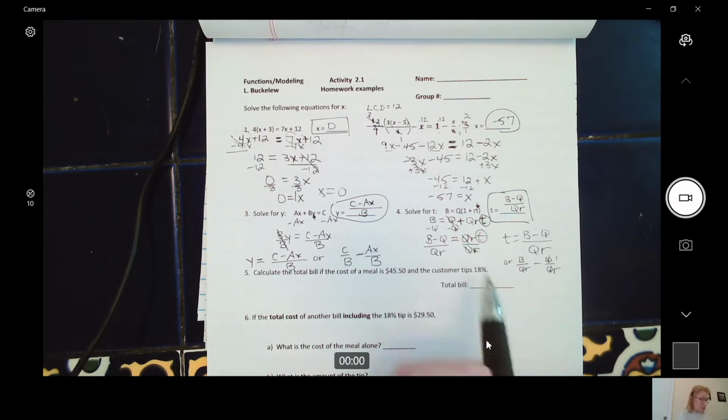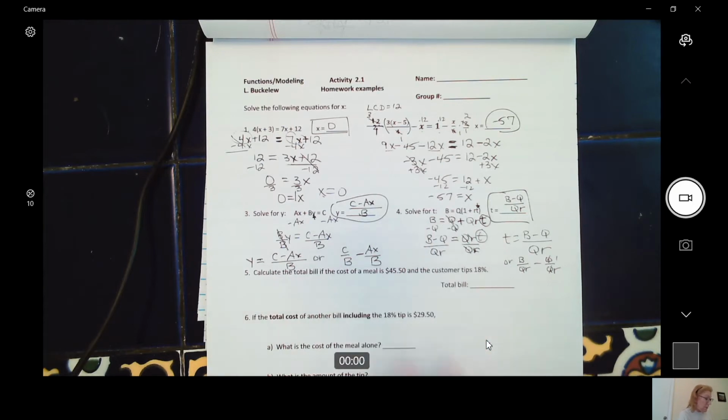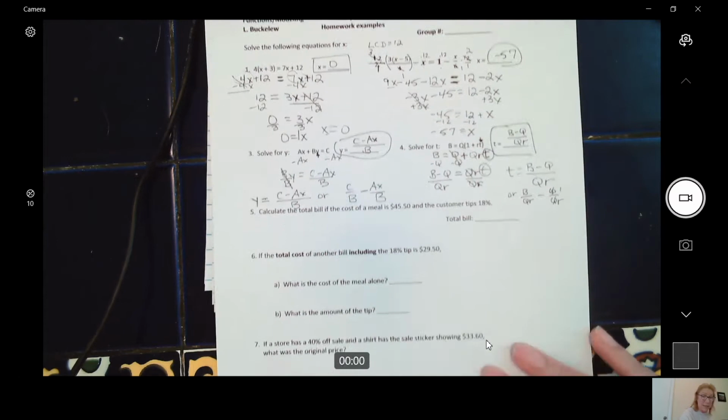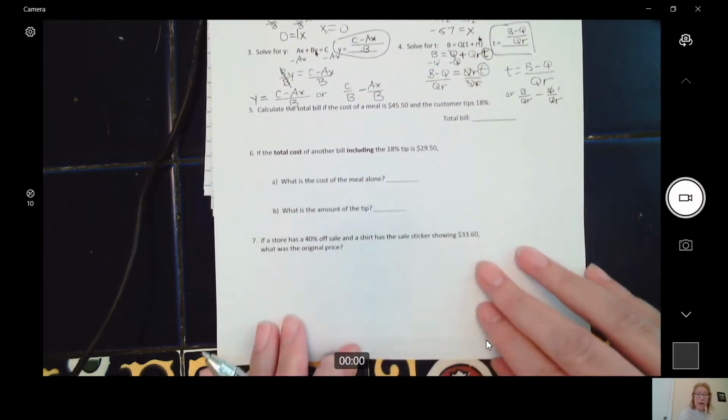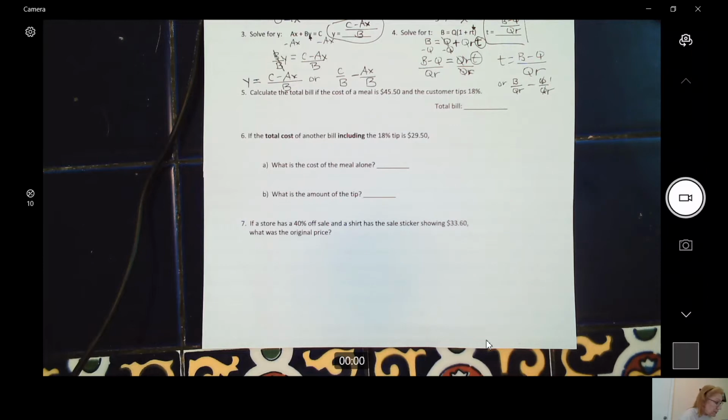So that's just rearranged so that it solves for T instead of the original form where it was solved for B. And you're going to have other formulas in the homework that aren't exactly like either one of those, but that's the idea. Okay, now I'm just going to focus on this one kind of word problem where we're doing a percent of increase and decrease.